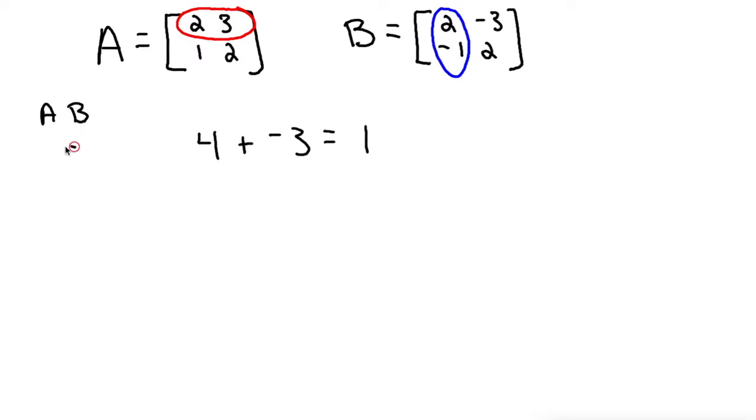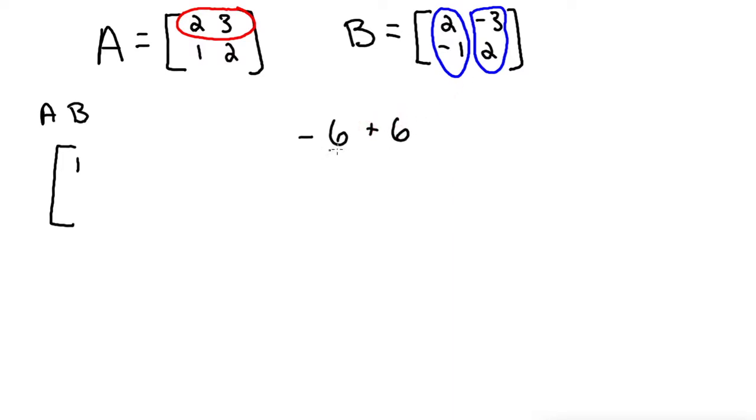So a 1 will be the answer for the top left part of A times B. So this new matrix right here will have a 1 right there. Now let's do the top right part. So we already have the top part of this. Now let's do the right part of this. So we're talking about these numbers right here. So if we do 2 times -3, that'll be -6. And we'll do 3 times 2. So we'll add them up, and that'll be +6. So -6 plus 6 will be 0. So the top right part will be a 0 there.